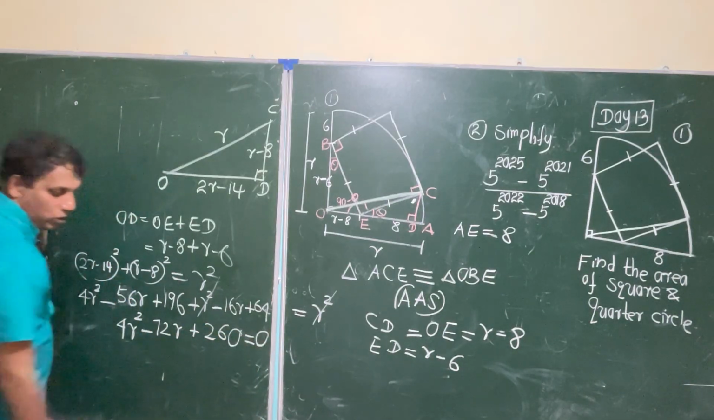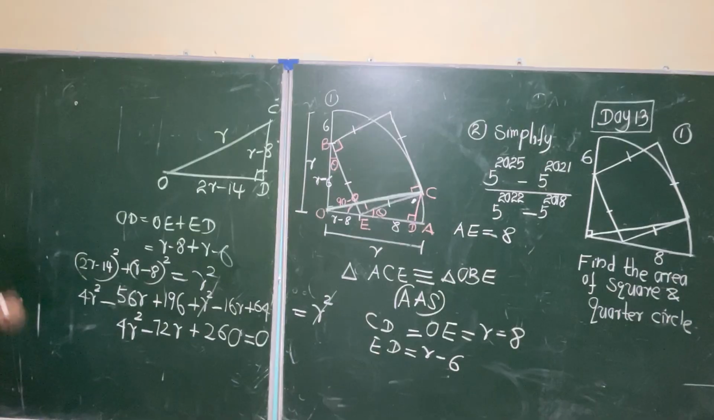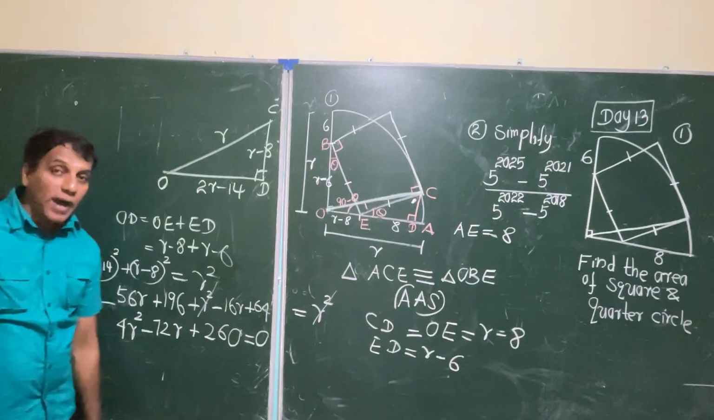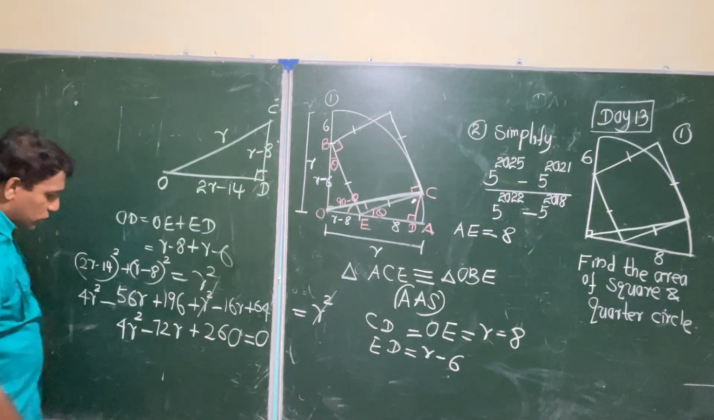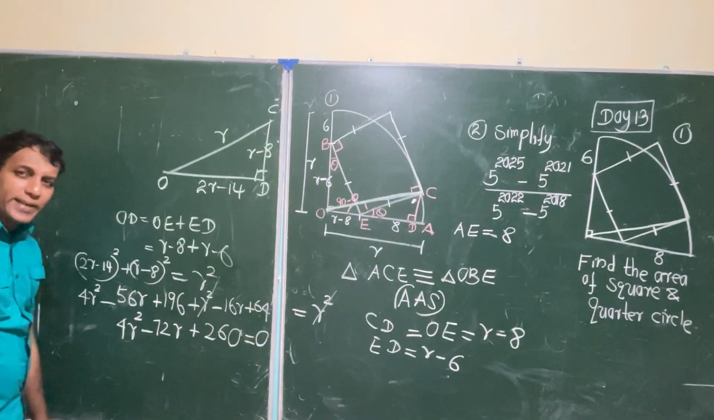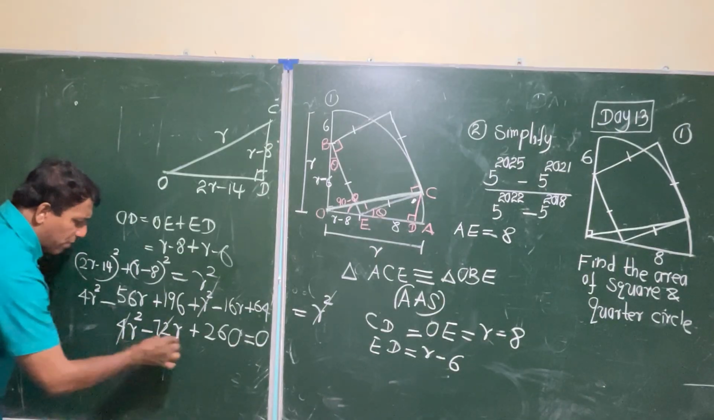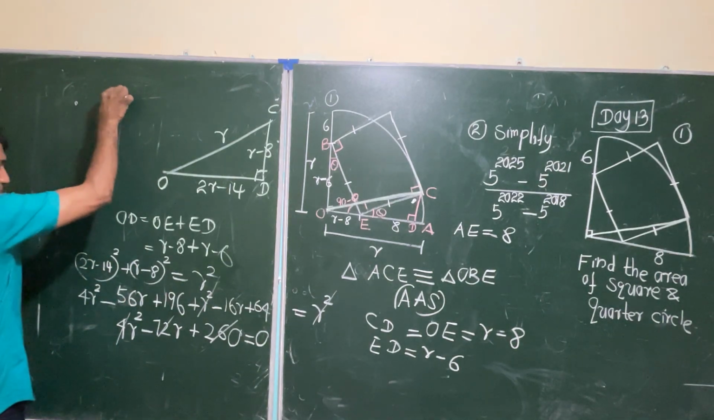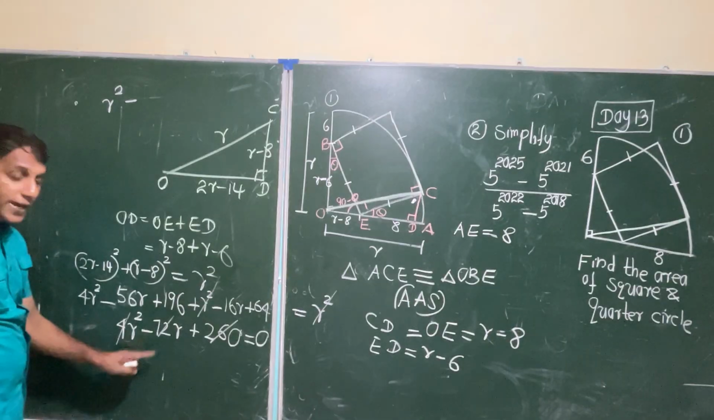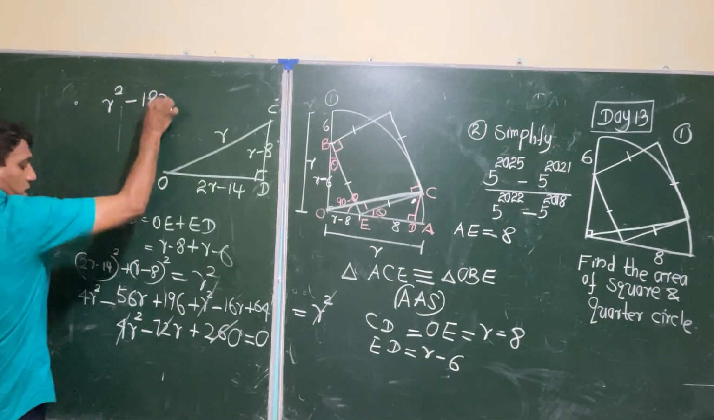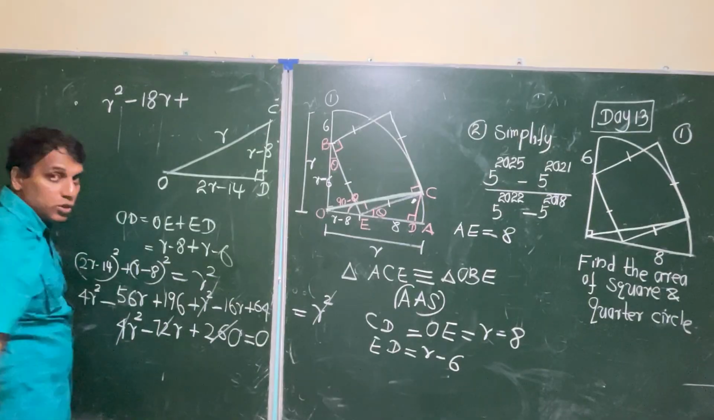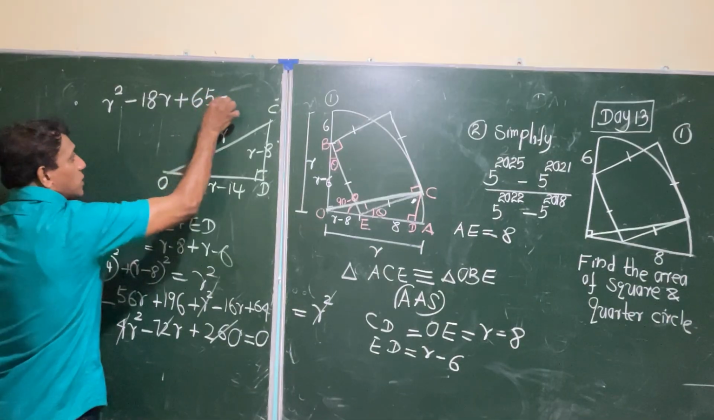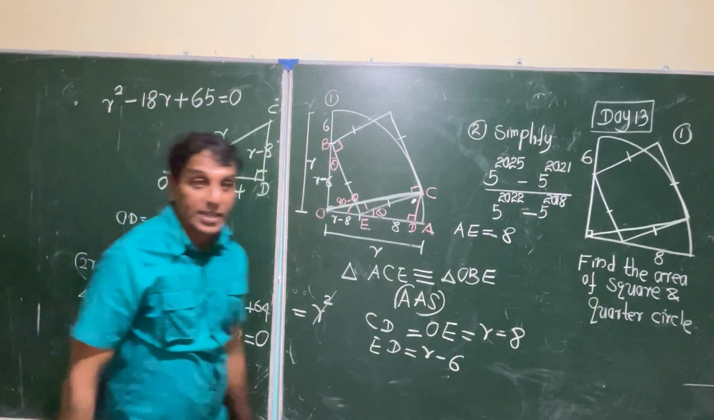So this becomes a quadratic equation. Therefore, we can solve by the factorization method. Can I divide by 4 everywhere? Then R squared minus 72 divided by 4, 18R, plus 260 divided by 4, which is 65. This is the primary level of quadratic factorization.